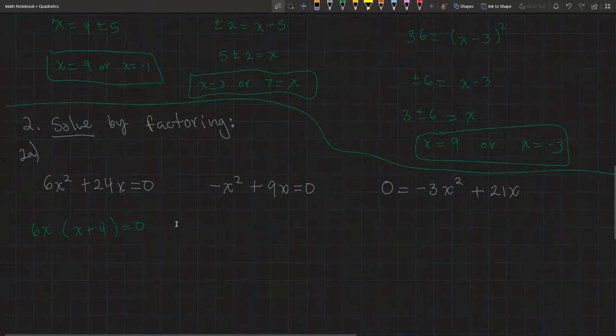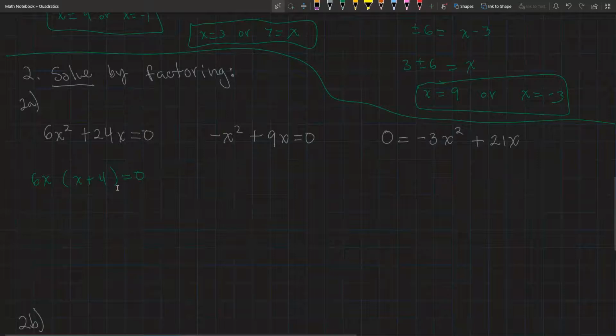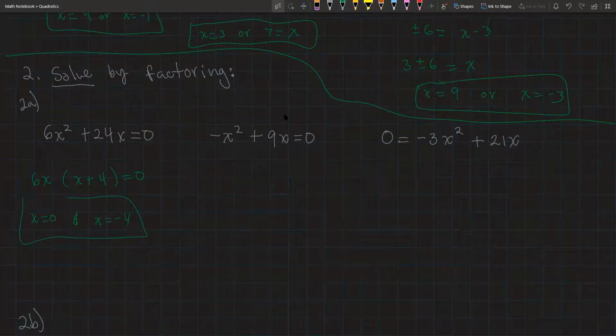If you have questions about that, ask somebody in the comments or ask your tutor. And then we know that 6 times something equals 0. The x better be equal to 0, or the something. And then what makes this something equal to 0 when x is negative 4? Those are the 2 solutions for this type of quadratic equation by factoring.